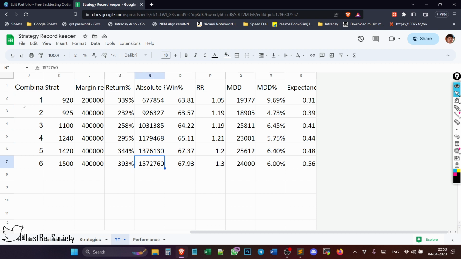Okay. Absolute return you don't have to look at, but the win percentage has gone up from 63 to 68%. The risk reward has gone up from 1.05 to 1.3. Maximum drawdown has come down from 9.69 to 6%. And the expectancy you have increased from 0.31 to 0.56.